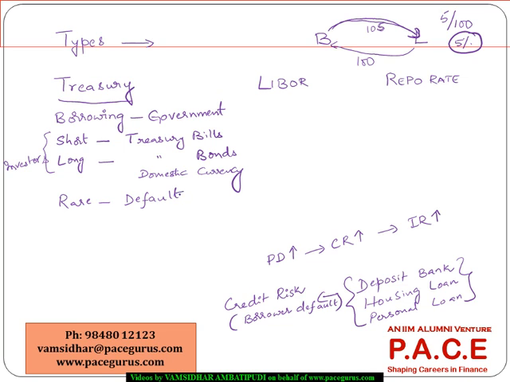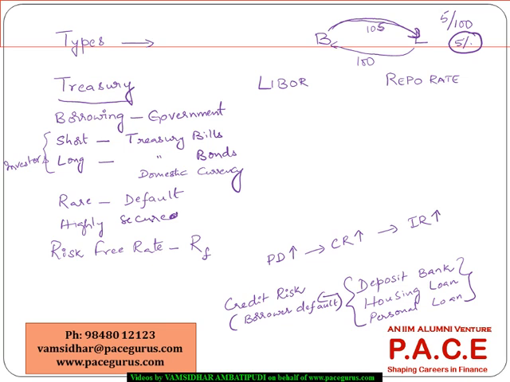Any borrowing done by the government is generally considered highly secure. It is very rare that the government will default, and that too in its own currency. That's the reason we use an alternative word for the government rate, called the risk-free rate. We would be using this concept of risk-free rate in a lot of places, sometimes denoted as RF.